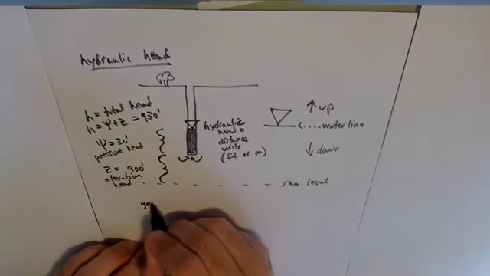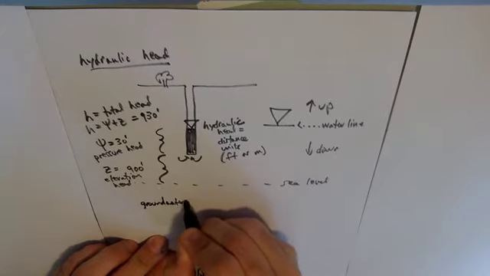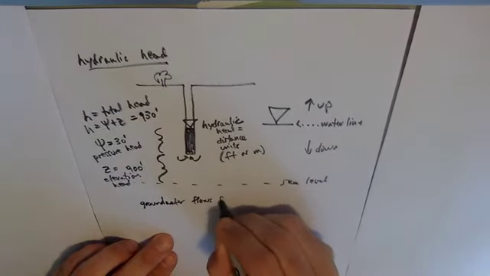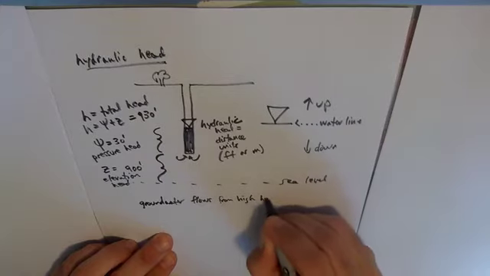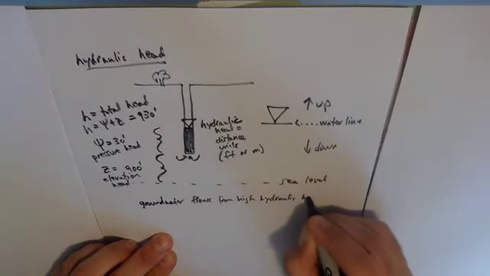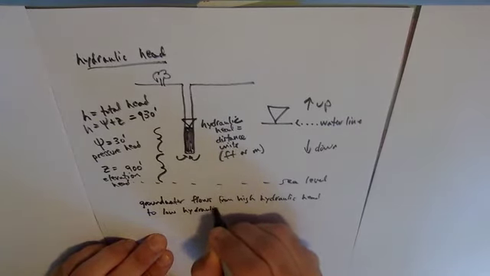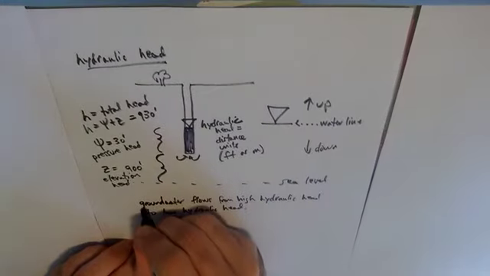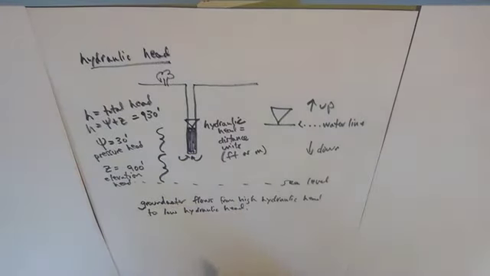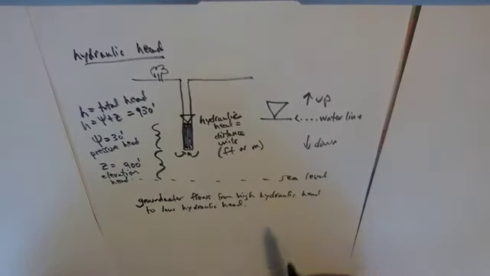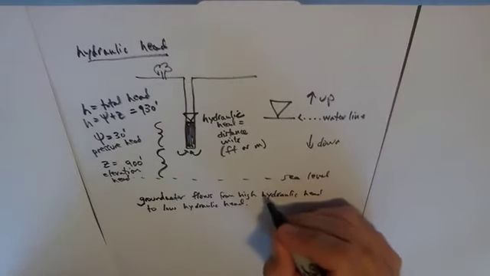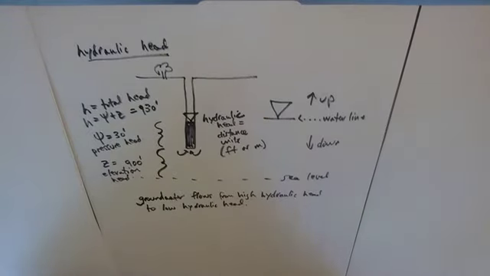So groundwater flows from high hydraulic head to low hydraulic head. Always. It's universal. Okay? It's going to flow from high hydraulic head to low hydraulic head. And you already know that the rate at which it's going to flow is at least partially related to the hydraulic conductivity of what it's flowing through. Okay? All right.